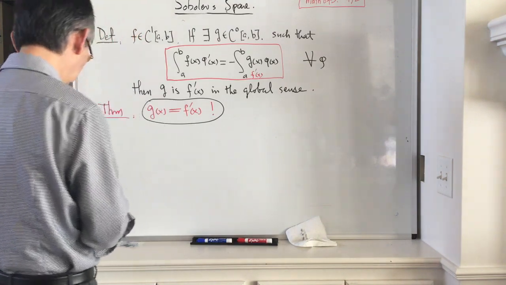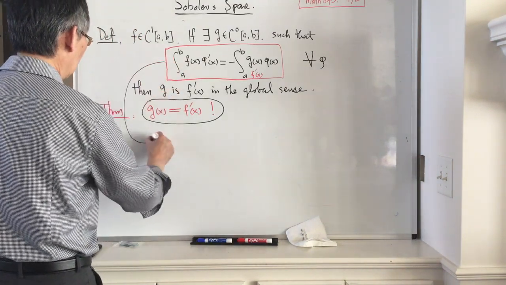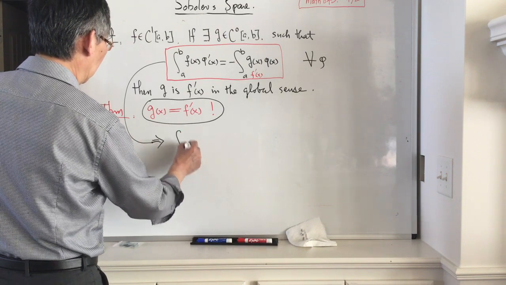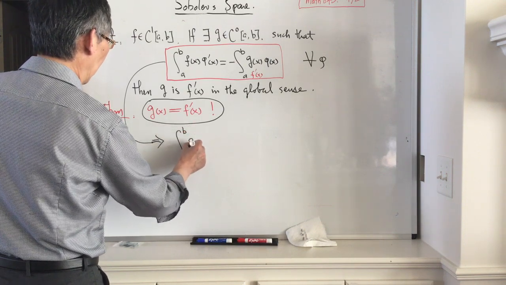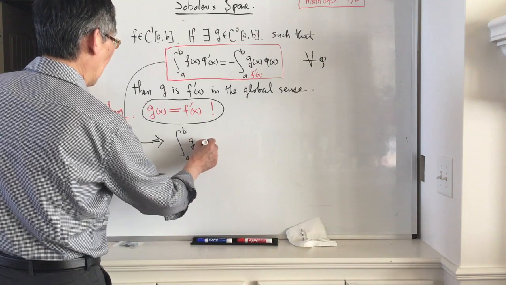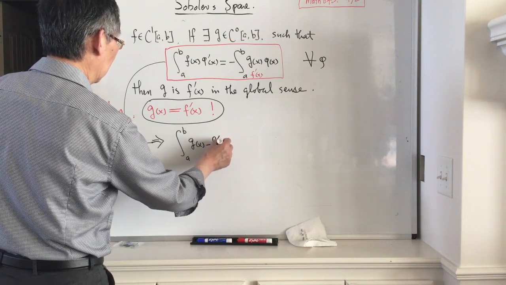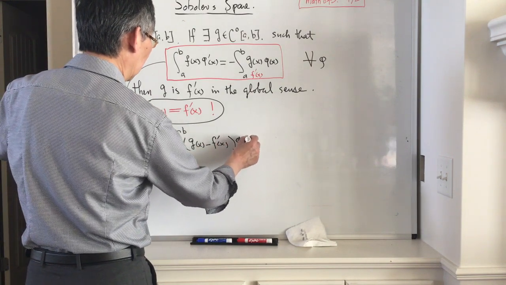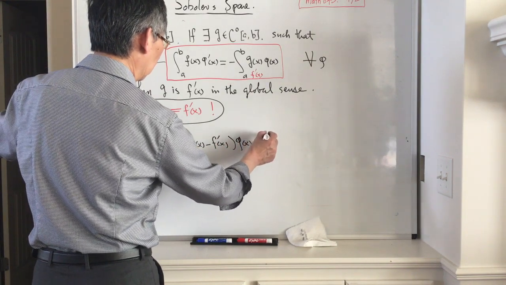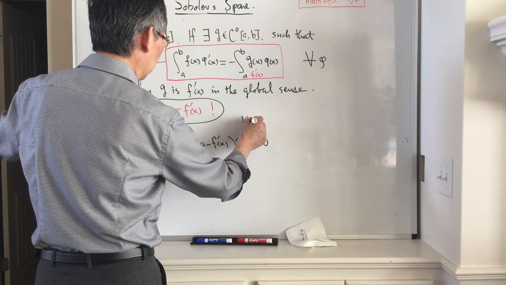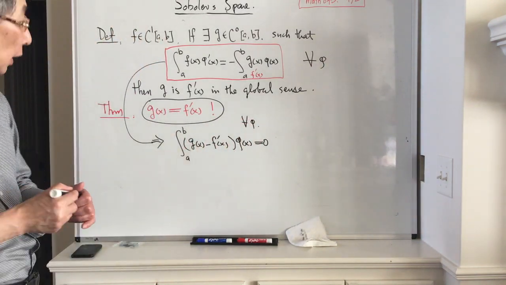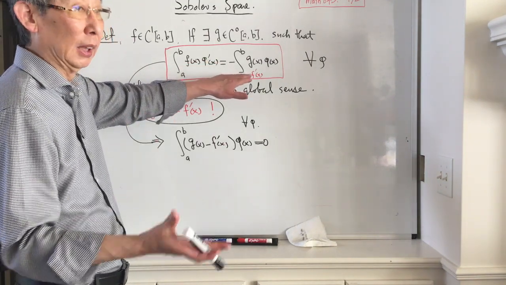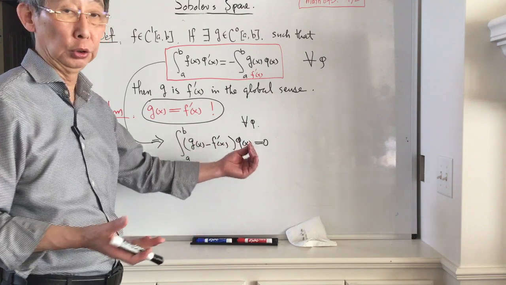So this condition will imply that the integral from a to b of g(x) minus f prime x, times phi x, is equal to 0 for all phi x. I will have that, right? Suppose I have a g satisfied like this, then you can see that the f prime is already satisfied. So therefore, this difference should equal 0.